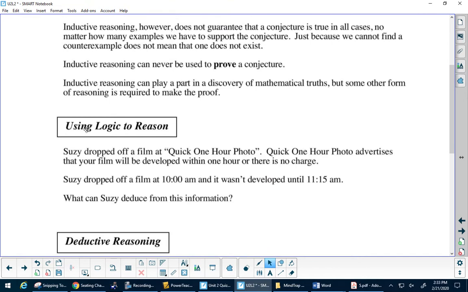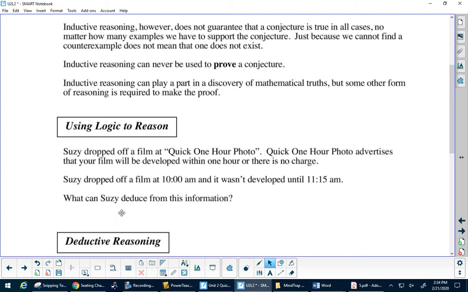Okay, so I just want you to, this is back in the day, maybe you remember this, maybe you don't, but there's a time where Susie dropped off her photo at Quick 1 Hour Photo. Quick 1 Hour Photo advertises that if your film is not developed within the first hour, there's no charge. Susie dropped off the film at 10 o'clock and it wasn't developed till 11:15. What can Susie deduce from this information? What can she deduce from this? She will get her photos free.